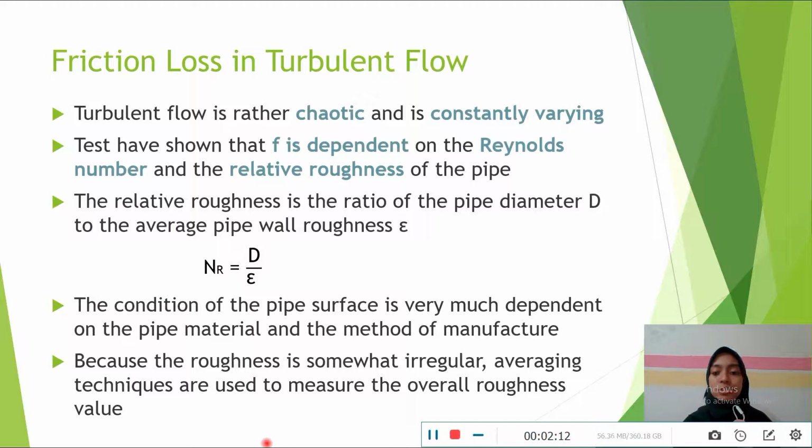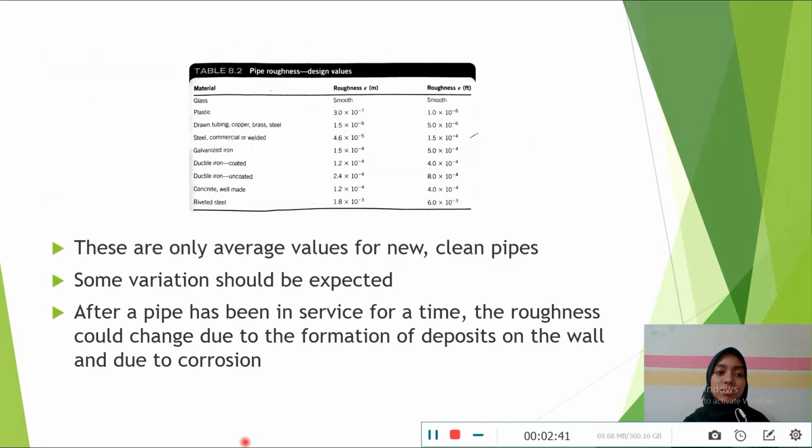So, friction loss in turbulent flow. Turbulent flow is rather chaotic and is constantly varying. Tests have shown that f is dependent on the Reynolds number and the relative roughness of the pipe. That's why I explained about the Reynolds number beforehand just now. The relative roughness is the ratio of the pipe diameter D to the average pipe wall roughness epsilon. The condition of the pipe surface is very much dependent on the pipe material and the method of manufacture. Because the roughness is somewhat irregular, averaging techniques are used to measure the overall roughness value.